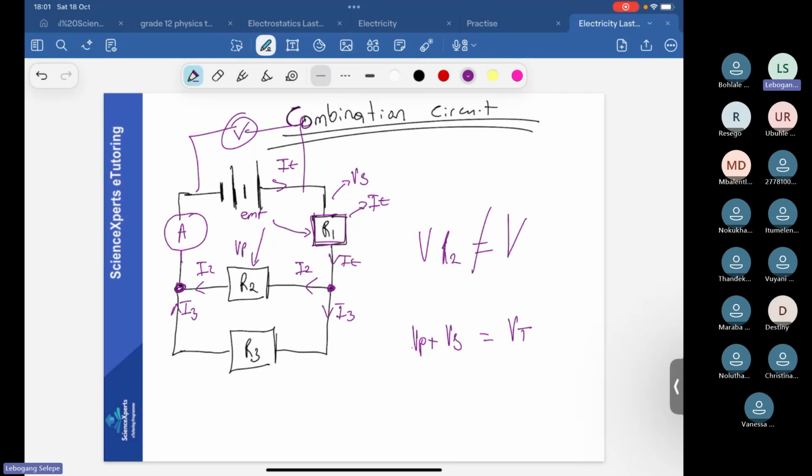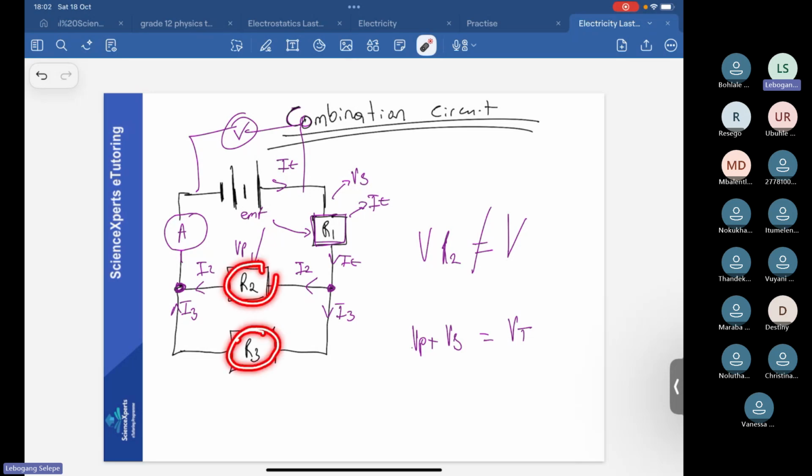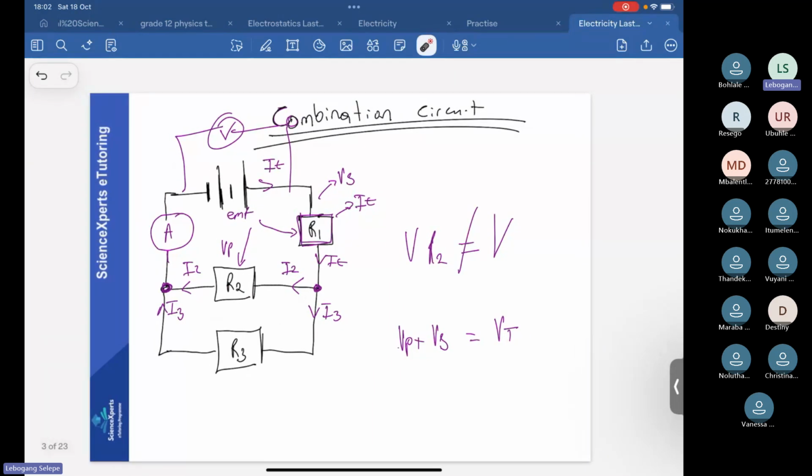Another thing is that when this total current divides, current likes to go where there is less resistance. So if the resistance R3 is larger than R2, then more of the current would go to this branch, because it wants to go where there is less resistance. Yeah, remember that.